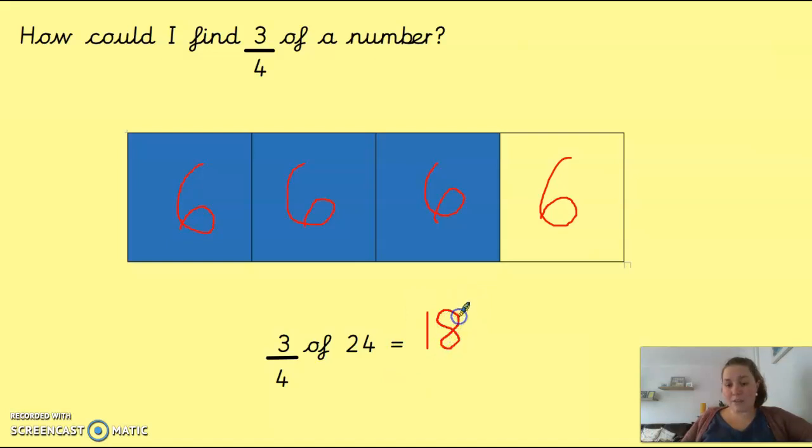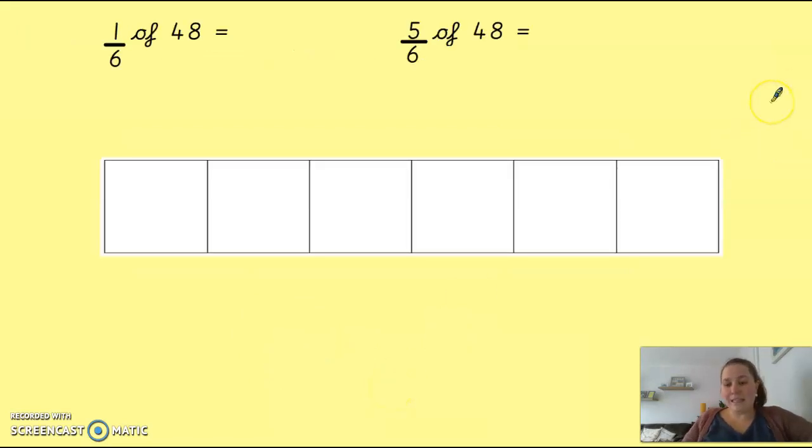Now, if you see what I've done there, I've taken 24 and I've divided it by the denominator to split it into the parts I want. Then I've got 6, and once I've got 6, I've multiplied by the numerator. Okay? Let's have a look at this one then.